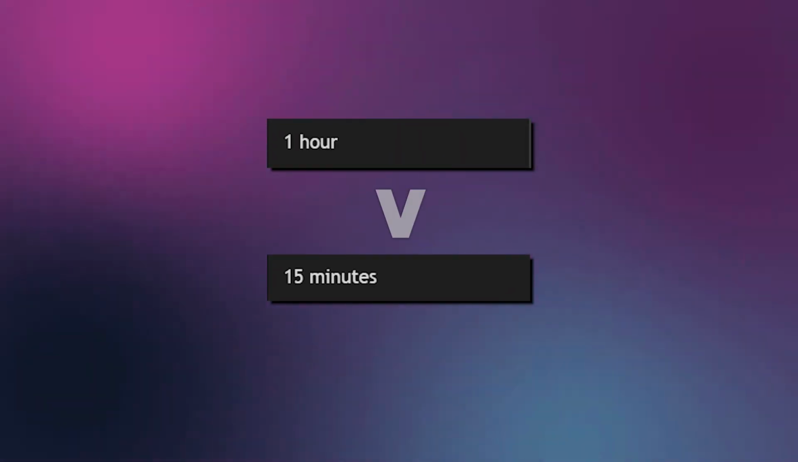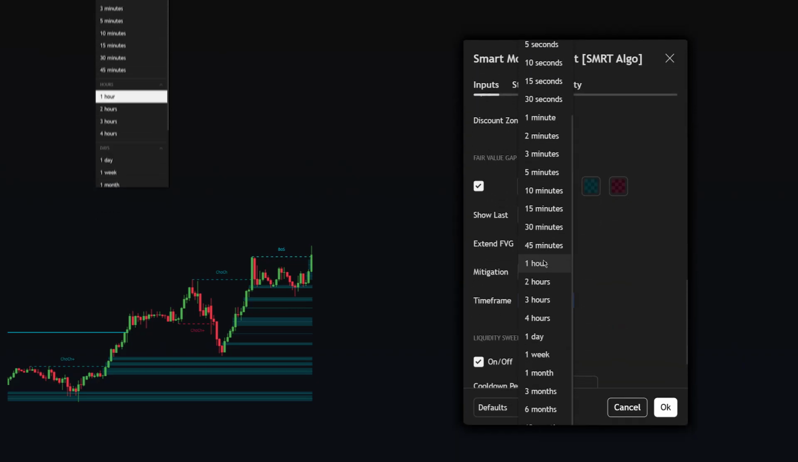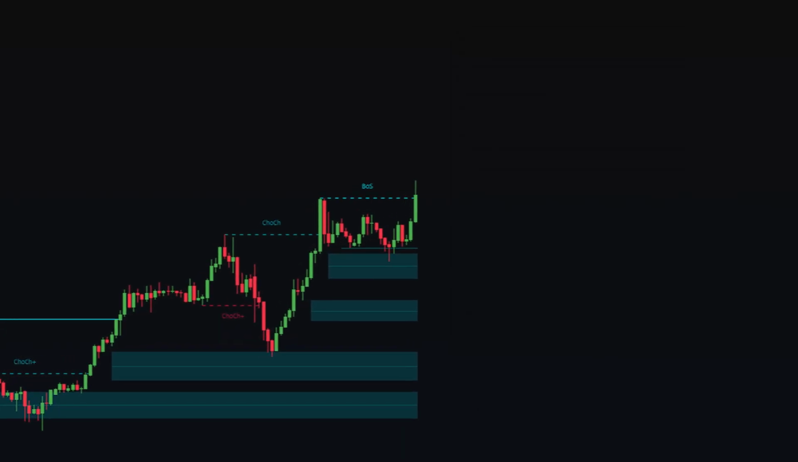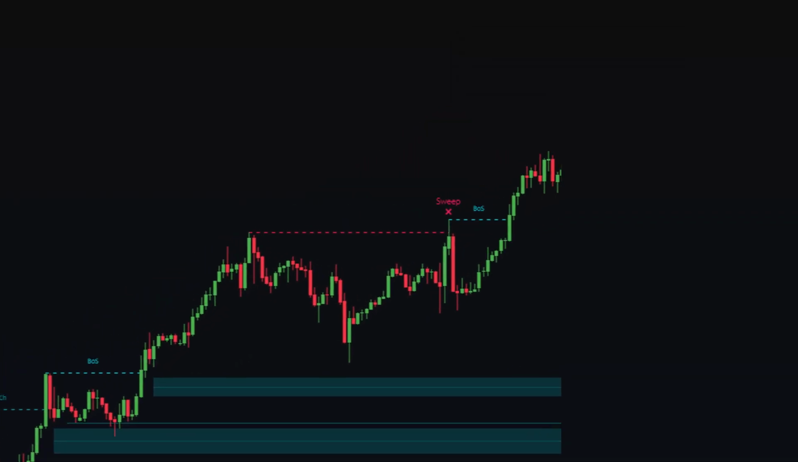And as everybody knows, higher time frames rule the smaller ones. So if you are on a 1-hour chart and select the 4-hour fair value gaps, these FVGs will have a better chance to play out and not get mitigated.